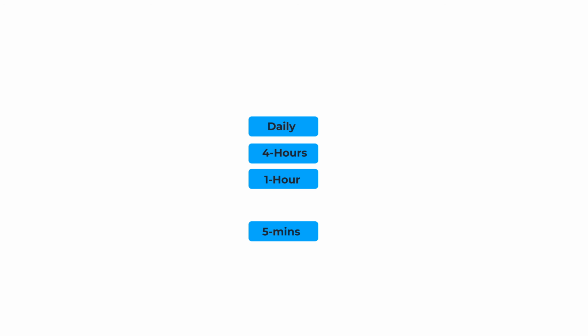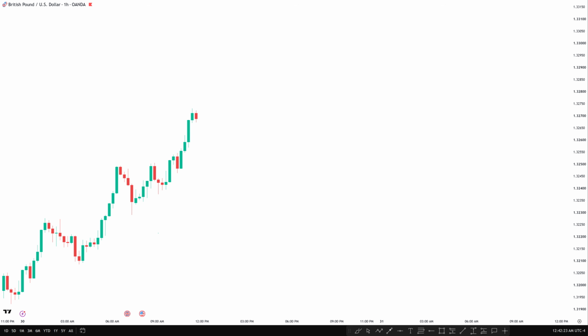The higher time frames tell us the overall market direction and highlight major support and resistance levels. The 1-hour chart is where we build the trade idea, and the 5-minute chart helps us fine-tune the entry once price reaches our trading zone. Let's see how that works in a real example. We're looking at British pounds against the US dollar on the 1-hour chart.